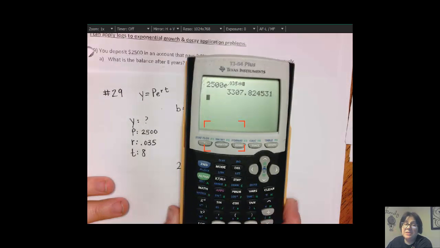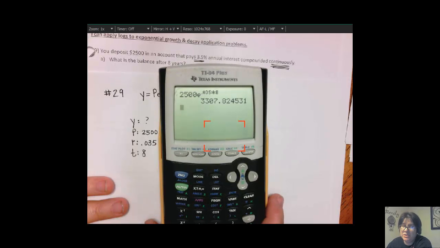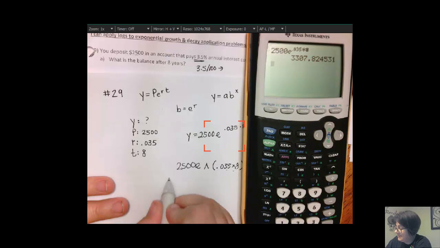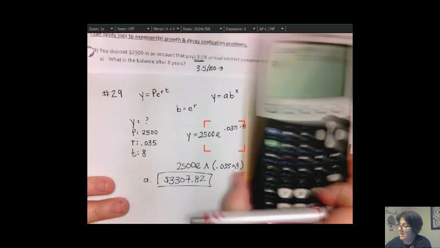Now this one, the rounding does matter, because we're talking about money. So 2 decimal places. It's going to make sense because, you know, dollars and cents. So 3307 and 82 cents. That's for part A.